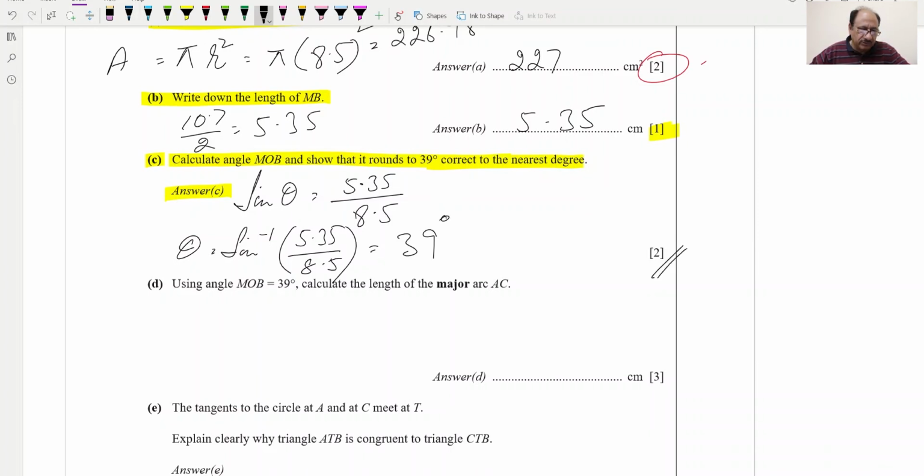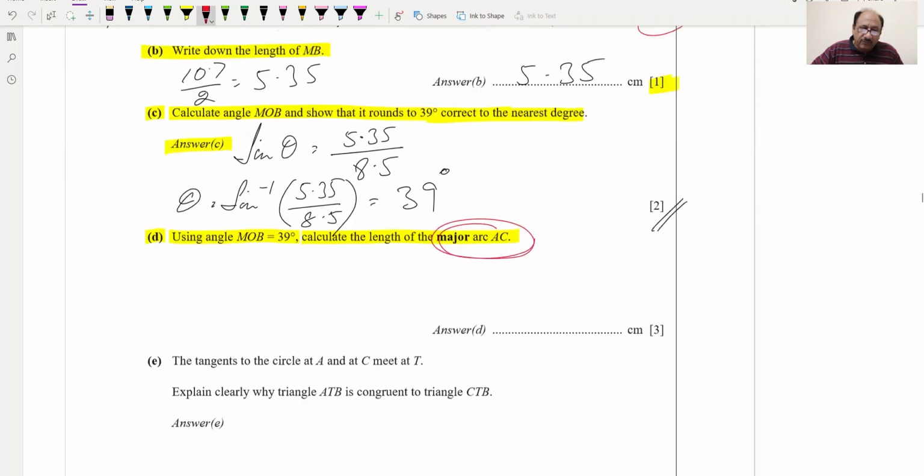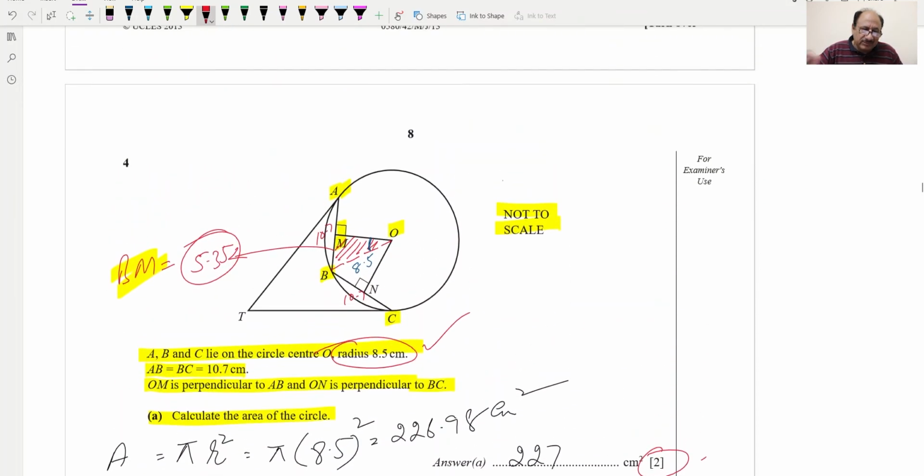Hopefully you understood this. D part, using angle MOB is equal to 39, calculate the length of the major arc AC. Keep in mind, major arc AC. So let us identify which arc they are talking about. AC is which arc?